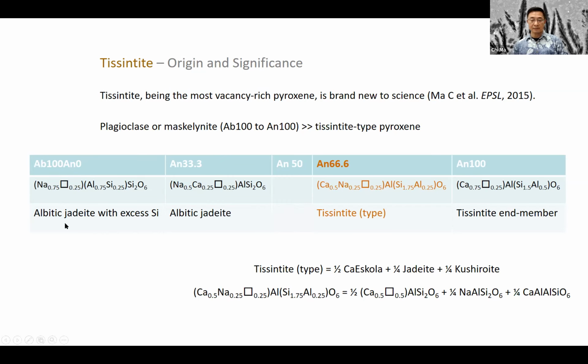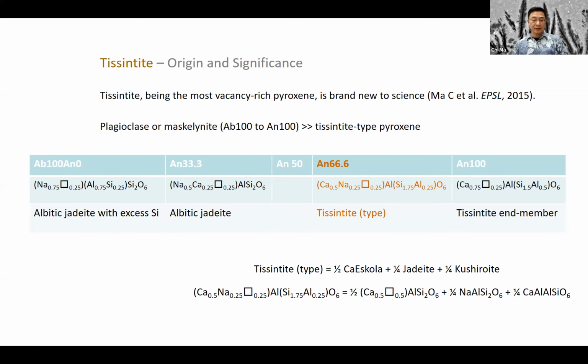So then there are very special jadeites, and I call them albitic jadeite. Particularly on this side, this is a formula derived from the albite composition, with a quarter vacancy here and about a quarter silicon in the alumina site. That's an albitic jadeite with excess silicon.